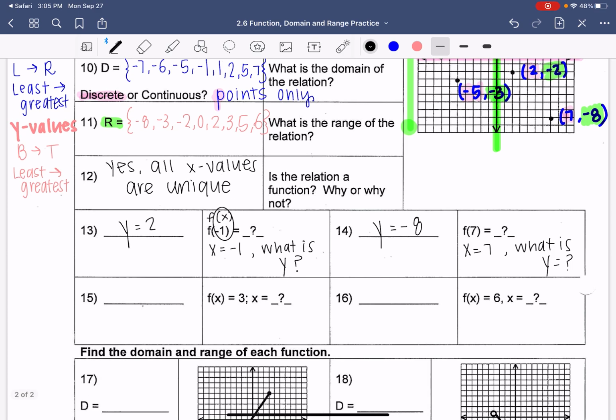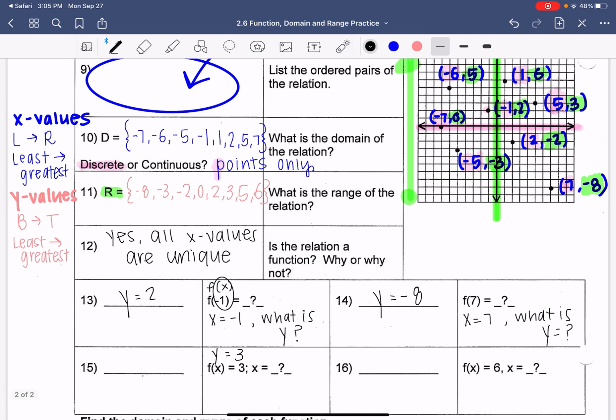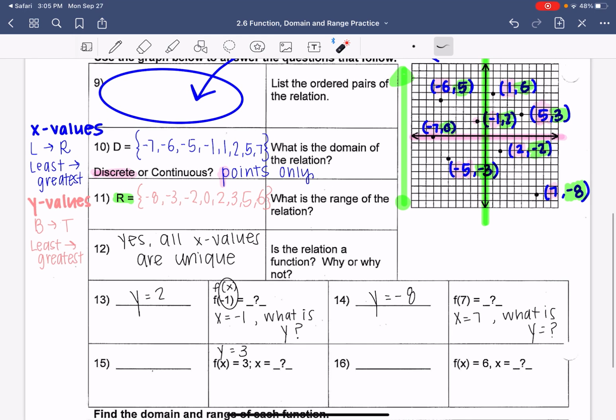All right, this next one, it says f of x equals 3. Well, remember, f of x is just another way of saying y. So this is, hey, when y equals 3, what is x? So now I'm changing my focus to the y-axis. And I'm saying, when we are on the y-axis, is there a point that hits +3? So I'm going to +3 on the y-axis, and I hit a point right here. So when y equals 3, my x equals 5.